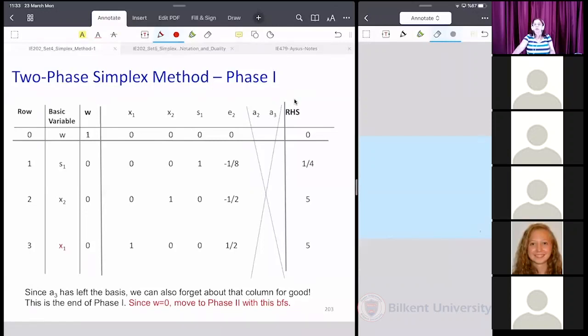Now you have to halt a little bit, because the simplex says stop: optimum. But what optimum? This is optimum for phase 1. I didn't have my original objective function coefficients in here. I don't know yet.